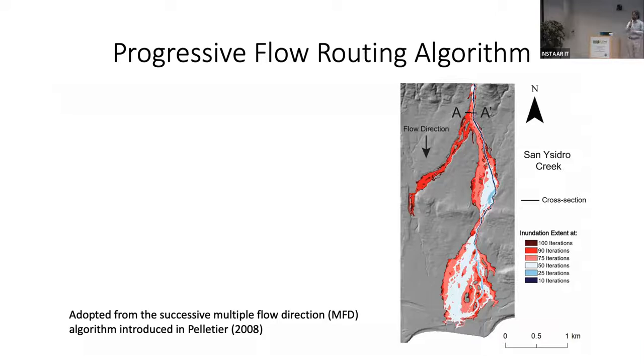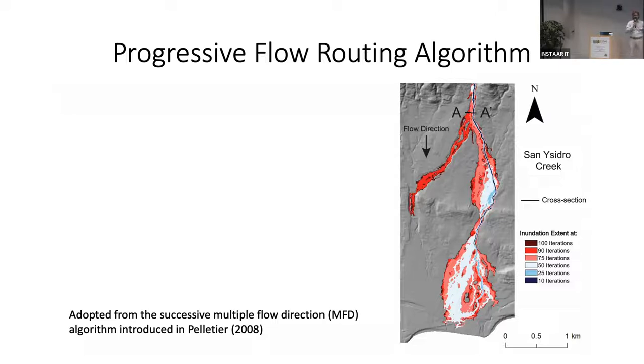At the start of each simulation, the user prescribes a set number of iterations. We found that 100 typically works the best. In the first iteration, the model routes the debris flow volume using the multiple flow direction algorithm, and it identifies those low flow paths. But then it keeps a fraction of that flow depth, one over the number of iterations, so in this case, 1/100th of the flow depth is added to the original topography to create an updated routing surface. So then the second iteration will be routed over the updated routing surface.